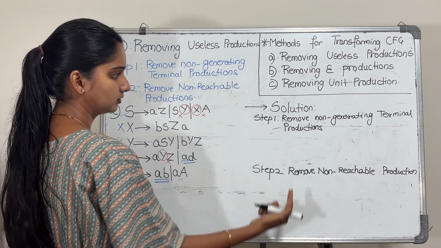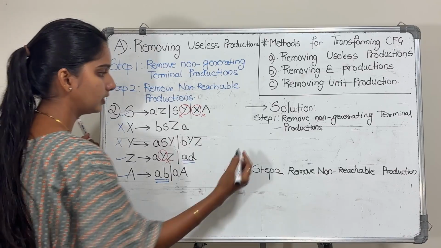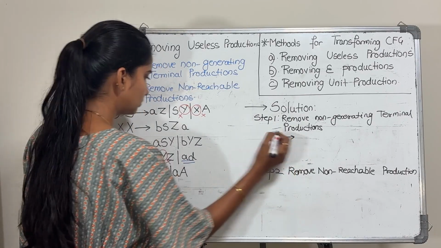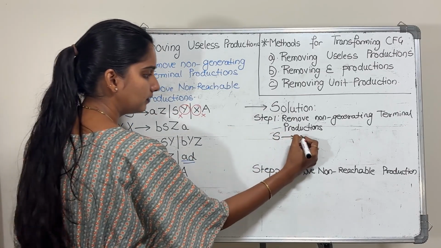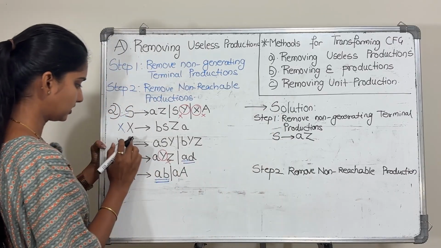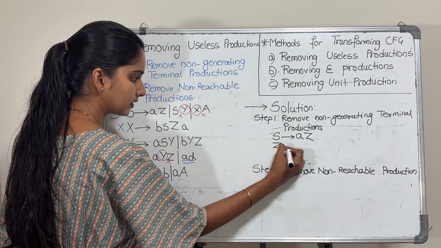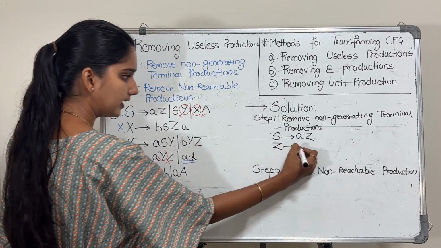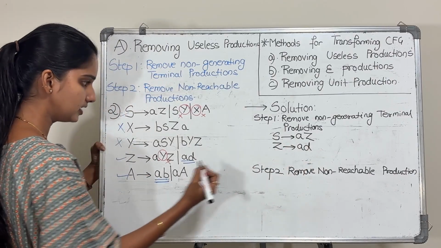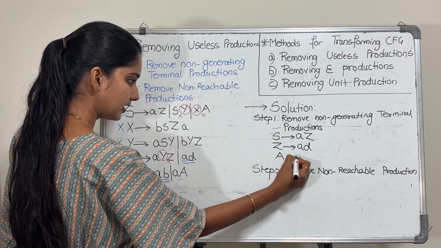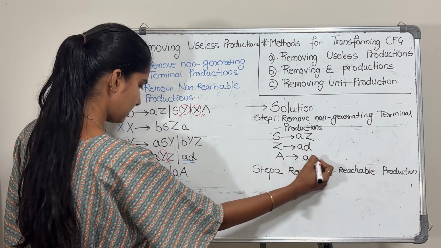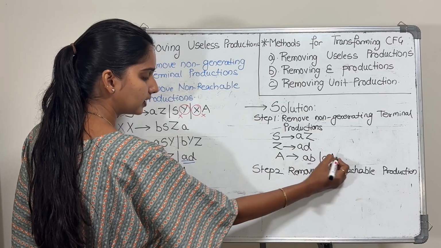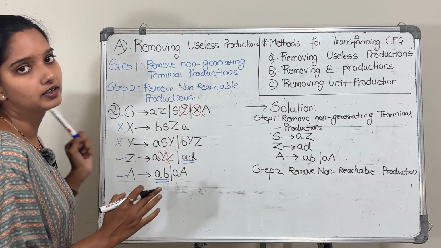So what are the productions? S tends to, we are not going to take these 2, so we are remaining with A and Z. Next, Z tends to AD, and lastly A tends to AB and A, and capital A. So these are my 3 productions.